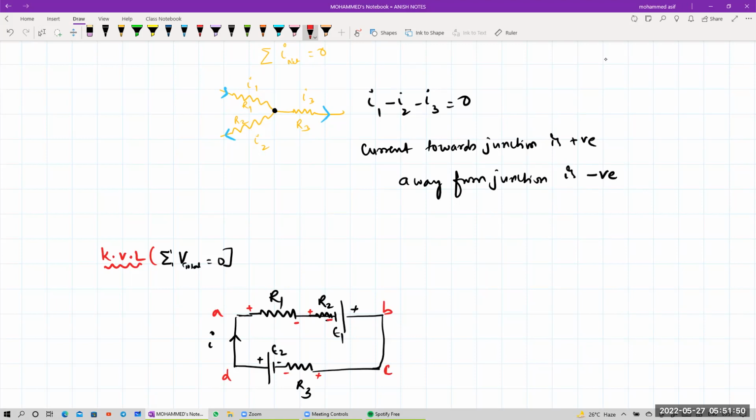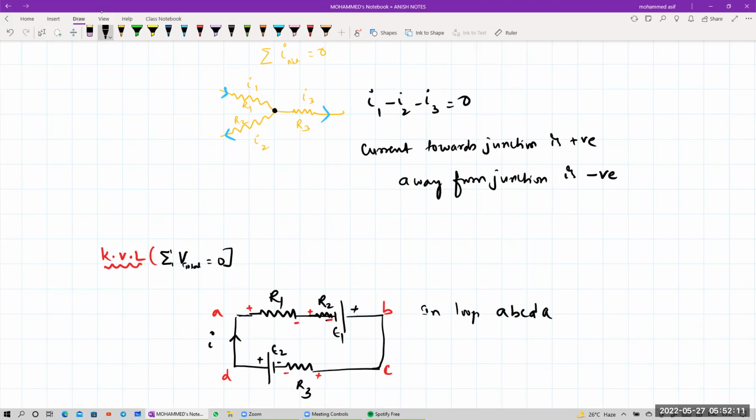In the direction of your current, how do you write it better? See, if I'm taking a loop, closed loop is what, beta? A, B, C, D, A. Yes, sir. A, B, C, D, A is a closed loop. Now apply the Kirchhoff law. The same direction right now.